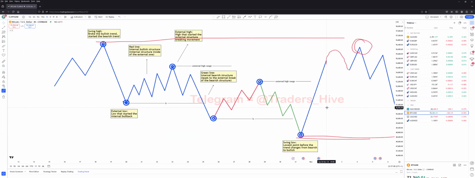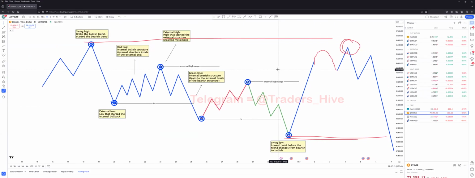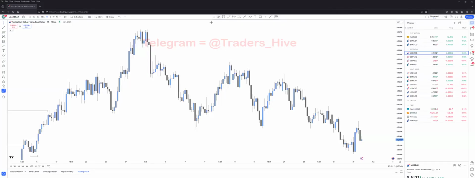So this is the difference in between swing, external, and internal points. And let me just show you a real chart example for this, because that's where you will understand everything. All right, so here we are on AUD CAD. And on this pair, I can beautifully present how the internal external swing structure works.